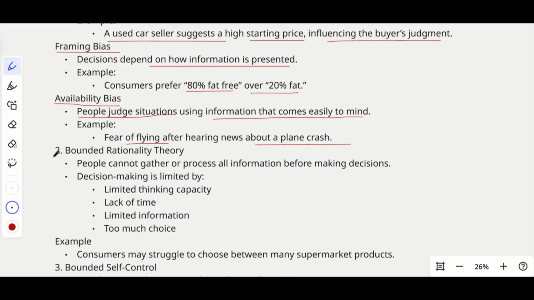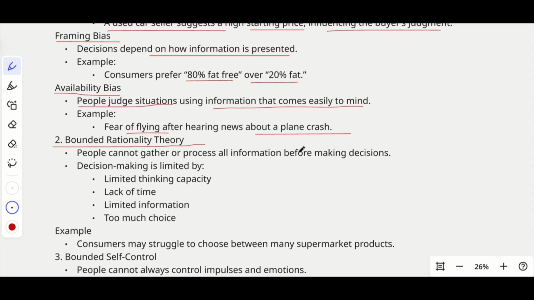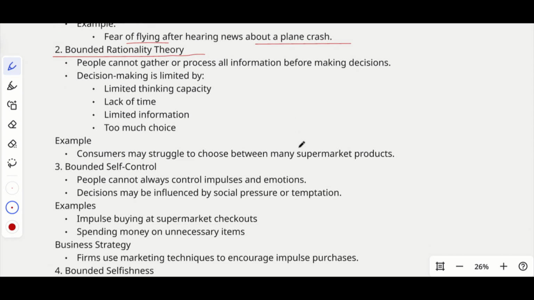And the second limitation is bounded rationality theory. So what is bounded rationality theory? It means that people cannot gather or process all information before making decisions. That is almost correct, right? We won't be able to remember everything or gather all the information before making a decision because the decision will be delayed for many years or months. Right? So decision making is limited by limited thinking capacity, as we mentioned, lack of time, limited information, and too much choice. So all these are limitations to our decision making capacity.